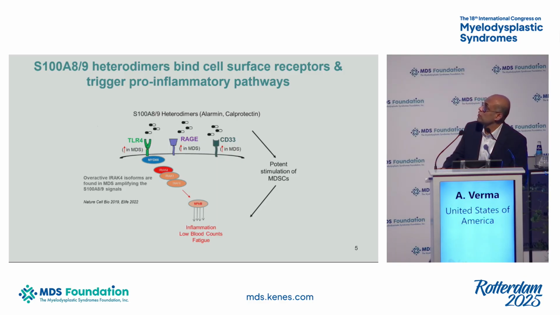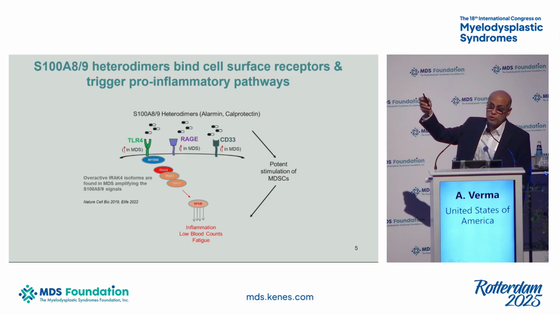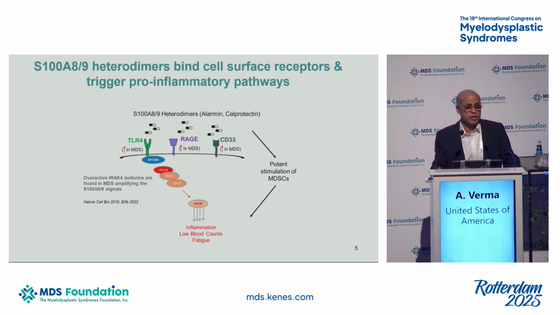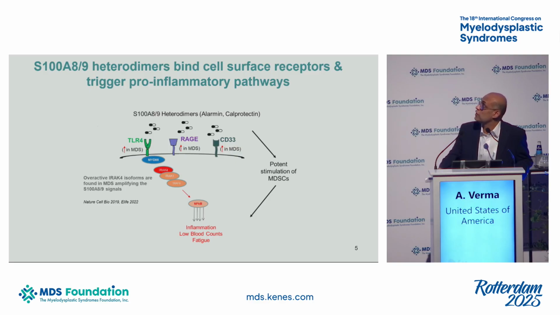This is a study that we did, which was led by Dan, which showed that IRAK is actually primed and overactivated. So anything that signals through TLR4 is already primed to be overactivated. And at the end, NF-kappa B is a driver of these signals, leading to more perpetuation of inflammation.